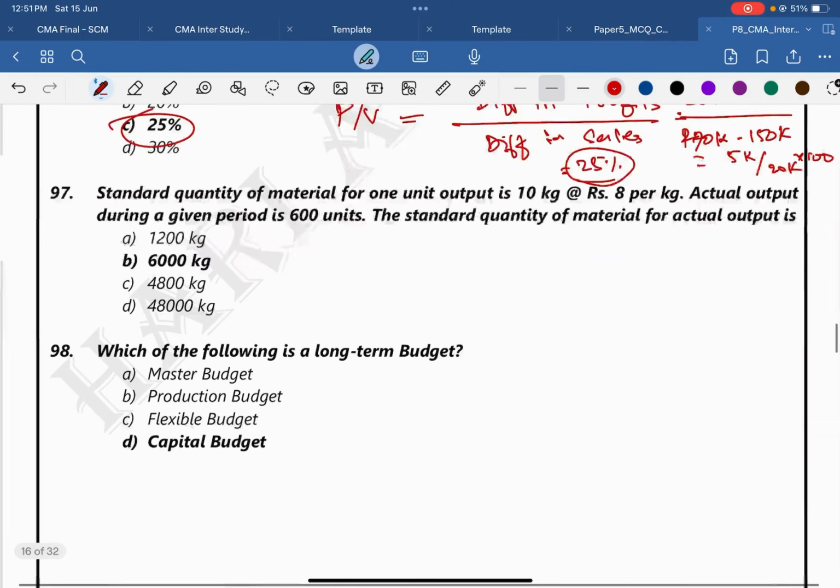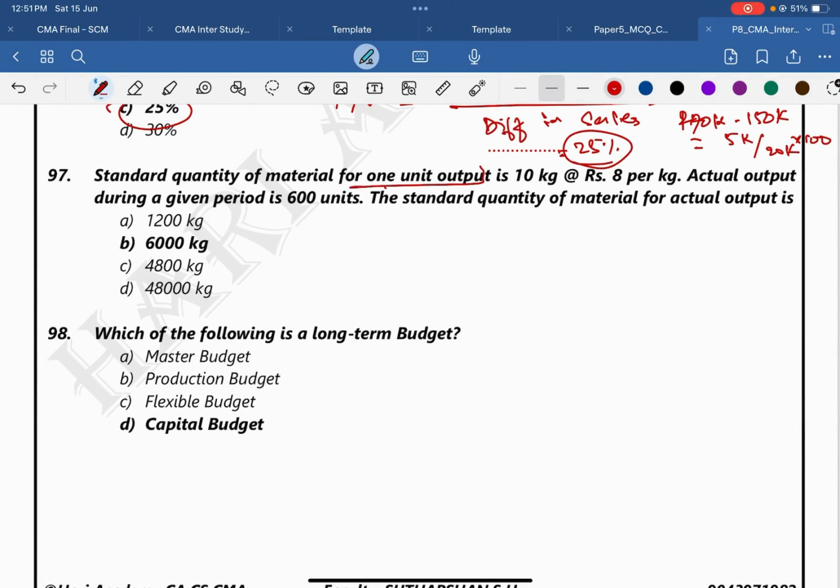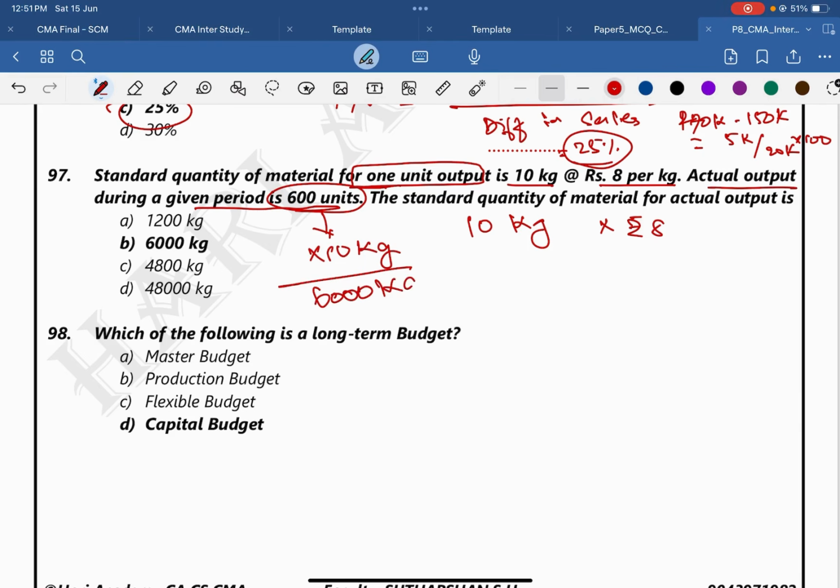Option C. Standard quantity of material for 1 unit of output is 10 kg at rupees 8. Okay, 10 kg into rupees 8. Actual output during a given period was 600 units. This 600 units into 10 kg is nothing but 6,000, which is the standard quantity. The standard quantity of material for an actual output is 6,000 kg.